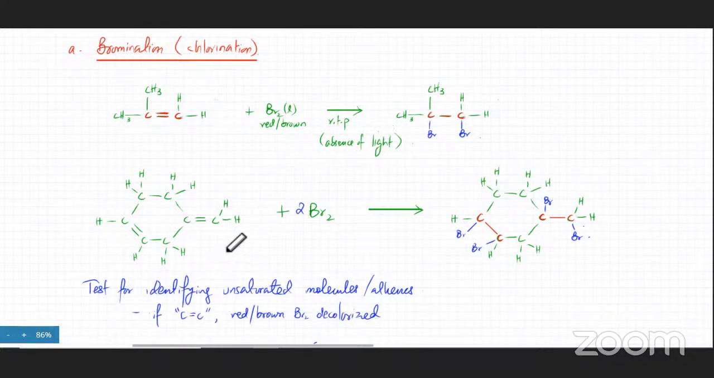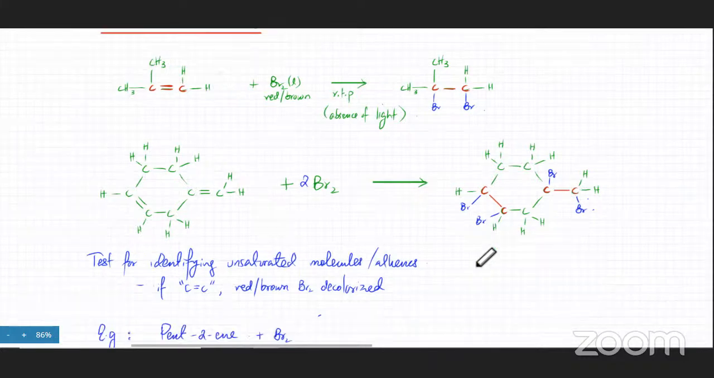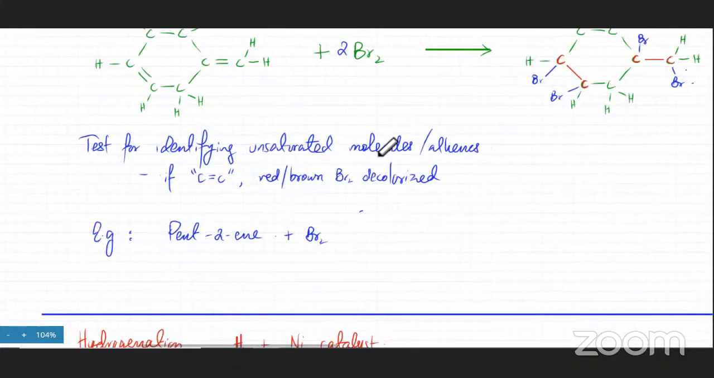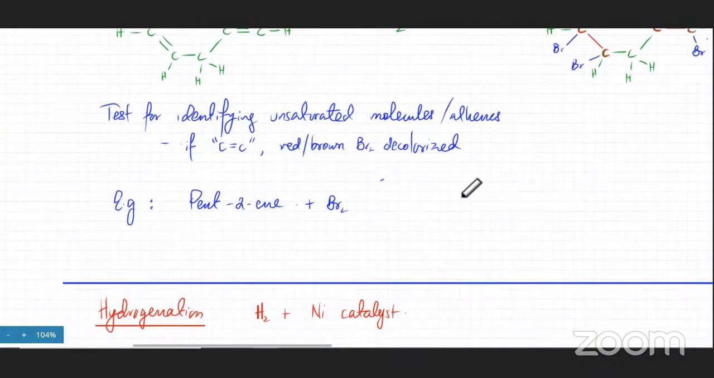The importance of this reaction is, if you pick any molecule and it has a double bond, the double bond is going to react with it. It's going to turn into a single bond and Brs are going to get added to it. So the test for identifying unsaturated molecules, alkenes: red-brown Br2 gets decolorized, ठीक है?